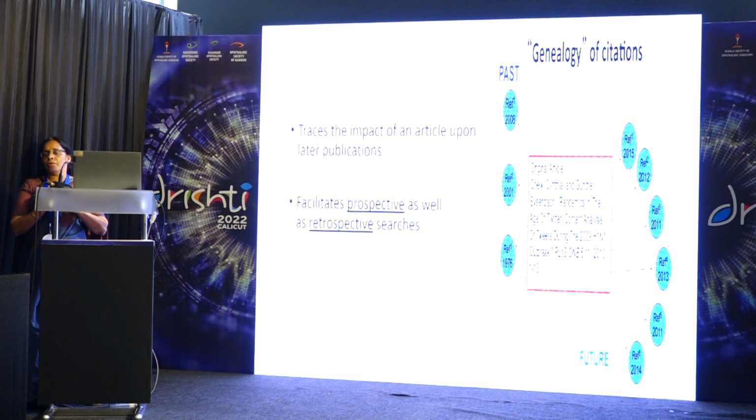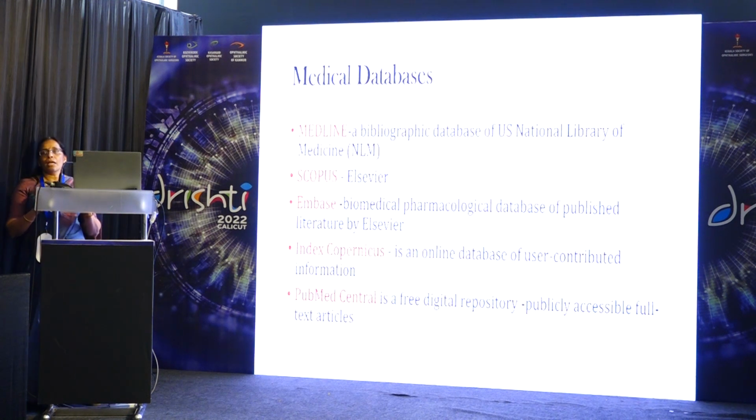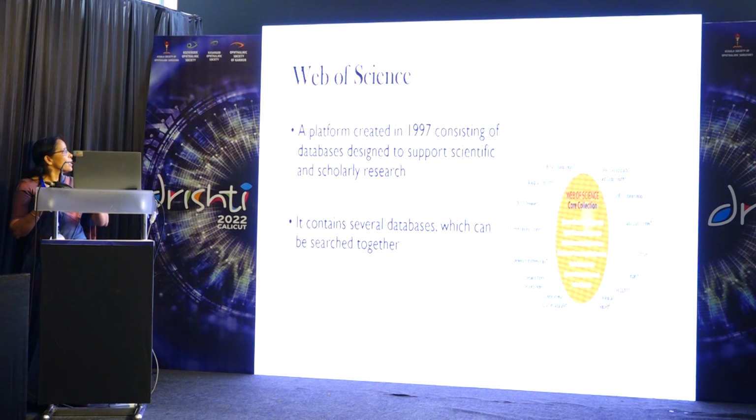What is good about this is that suppose you have an article which has referred to previous 3 articles. Any further articles which are going to look at this central article will also be linked to the previous articles. So you're actually going retrospective as well as prospective. Now we come to what are databases. We've already said a database is a collection of information. So you have a lot of databases which are important to us.